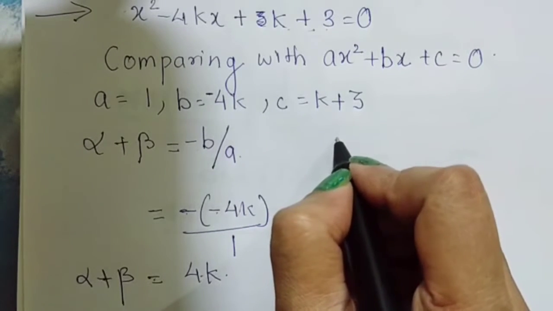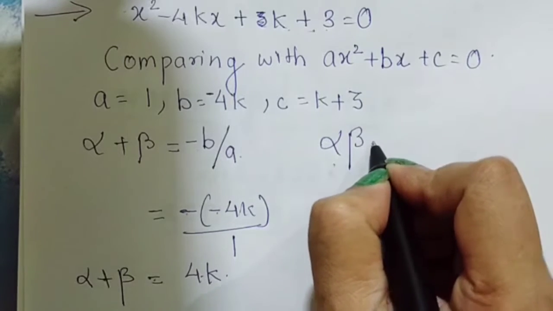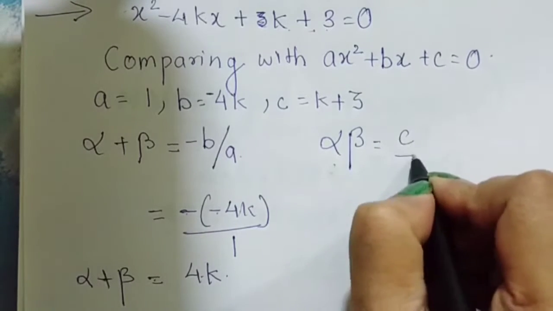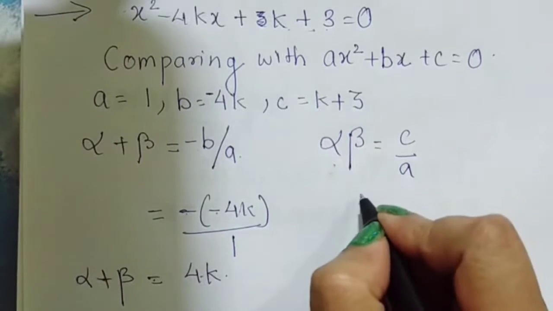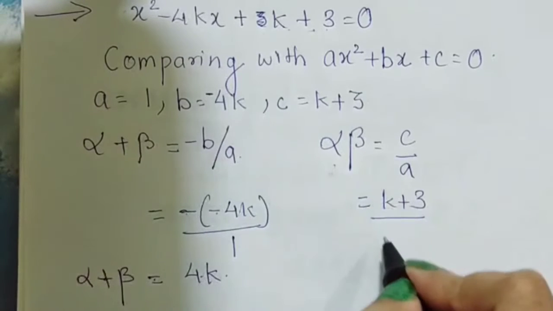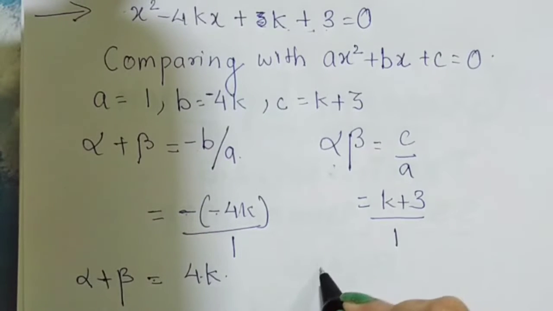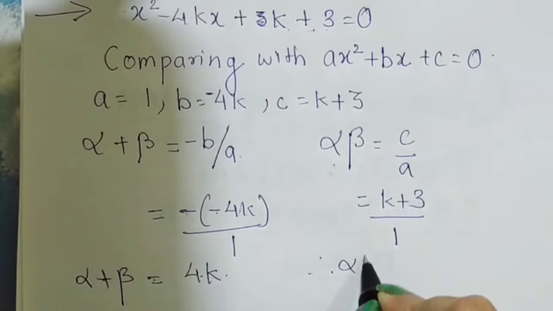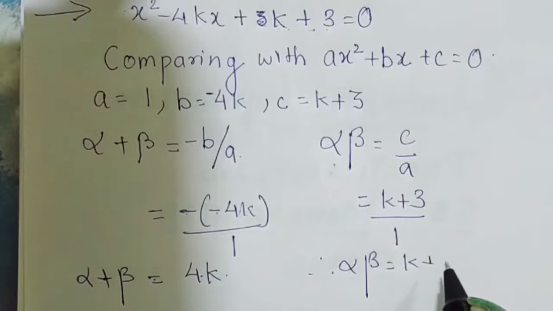Now here again the other one, alpha multiplied by beta is c upon a. So our c is what? k plus 3, and a is what? 1. Got it? Now here therefore alpha beta is equal to k plus 3.